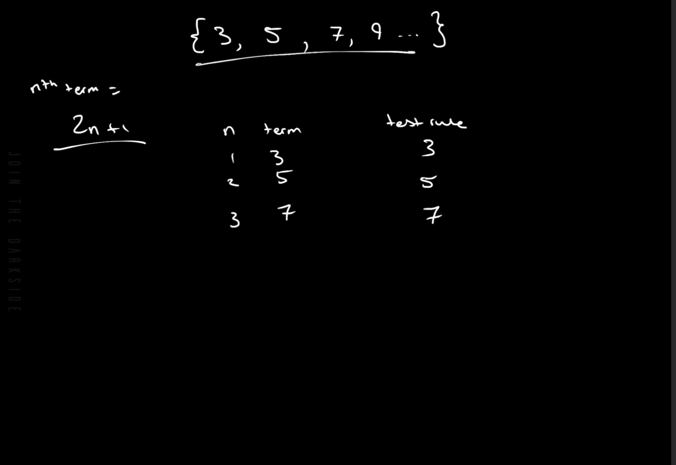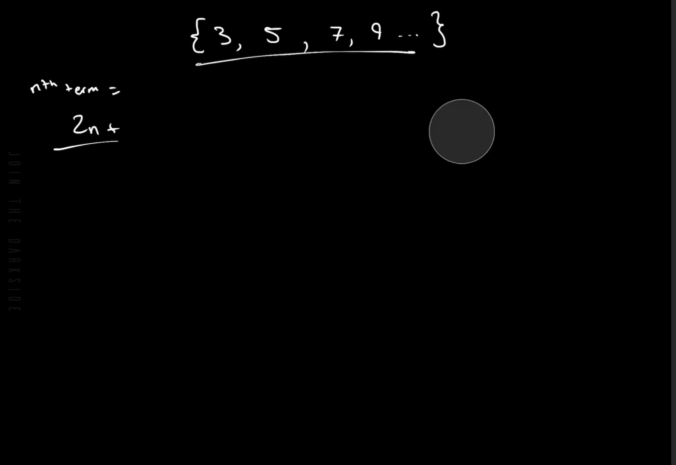So there are many, many rules that we can find with the nth term. So if we want to check, let's check 9, because 9 is our next term. So let's find if this works for the fourth term. 2 times 4 plus 1 will give us 8 plus 1, 9. So it is correct on 9.